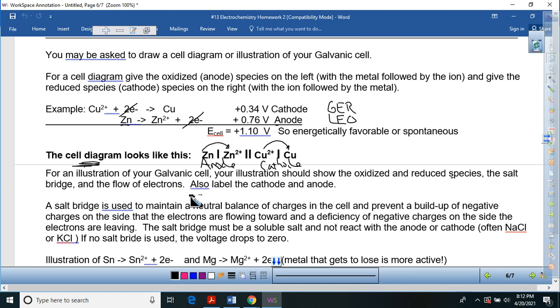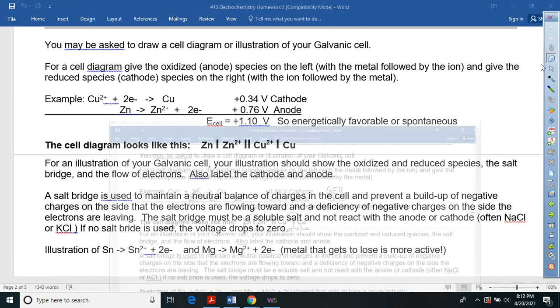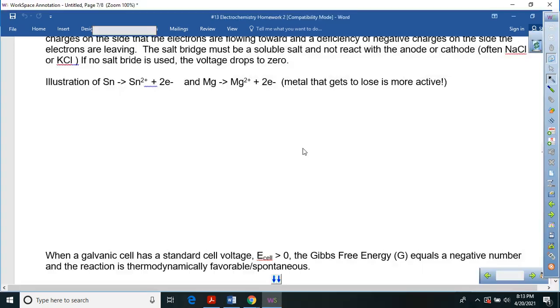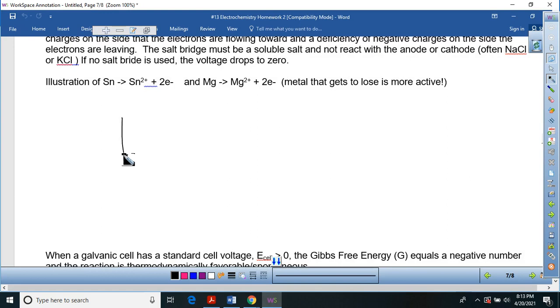Now, this is a cell diagram that I've shown you here. We can also do an illustration of a battery. And we have a little bit of space that we can put that. So we're going to draw a picture of these two metals in a battery. And when we're putting these together, we have our two half reactions, and we're going to put those into their separate cells. You can actually make a battery using two beakers. And so I'm showing here, I've got two beakers.